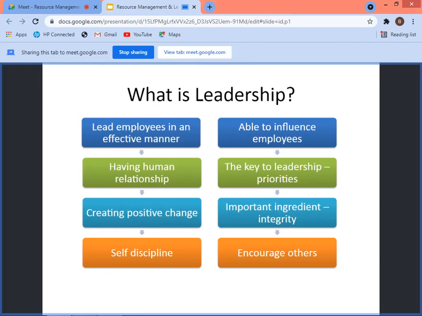Important ingredient is the integrity. You as a leader, you have an integrity. When you say something, when you promise, you do it. You promise, you do it. When you put an action plan in place, you don't just start it, but you actually complete it. You have to complete.